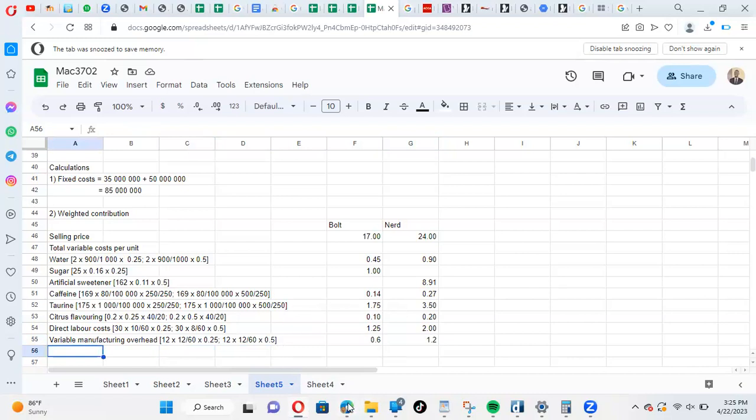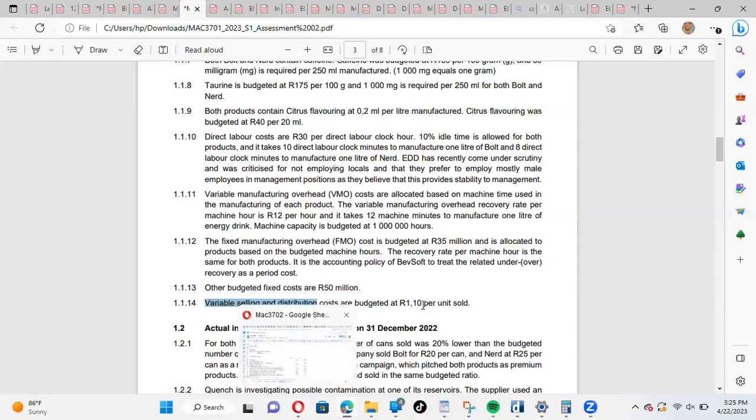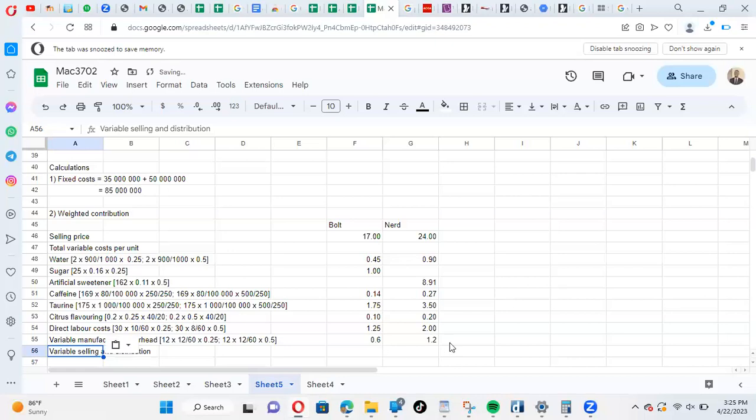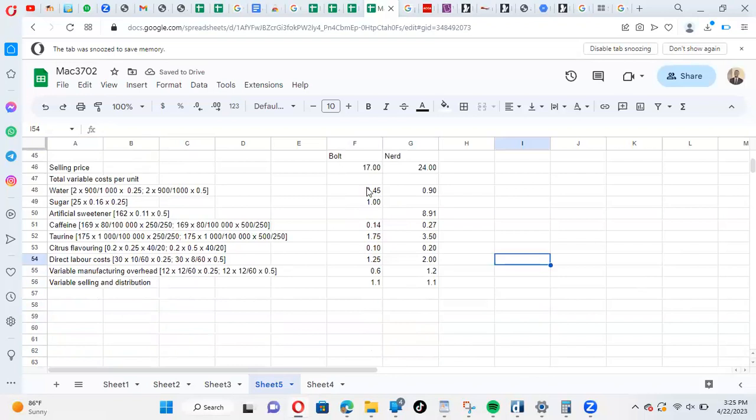Let's jump now to the variable selling and distribution costs. These ones are easy to forget for some reason. So it's 1.1 per unit. These ones are straightforward. All right. 1.1 and 1.1. Nothing else, no? No, nothing variable. Okay, so let's put this under one bracket.